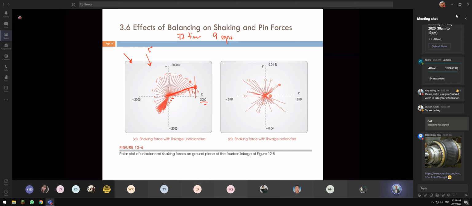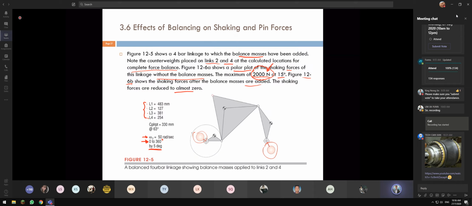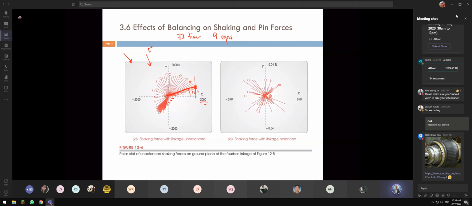Right? So what they did is they added these two counterweights. Okay. So what happened now is you still see the line, but the scale here is now only 0.04 Newton. So it means that the force has been reduced greatly from 2000 to 0.04. Okay. So this is at 50 radian per second speed.